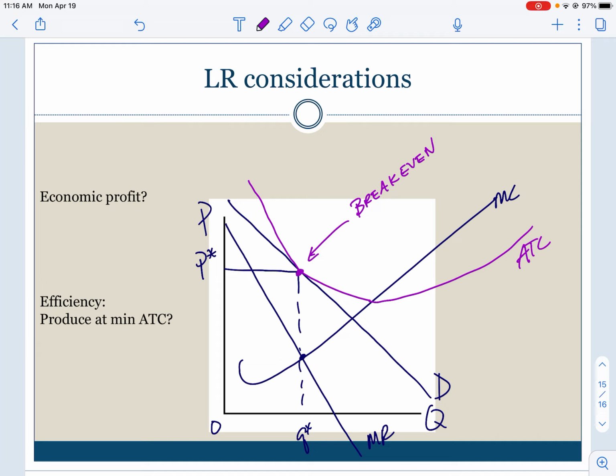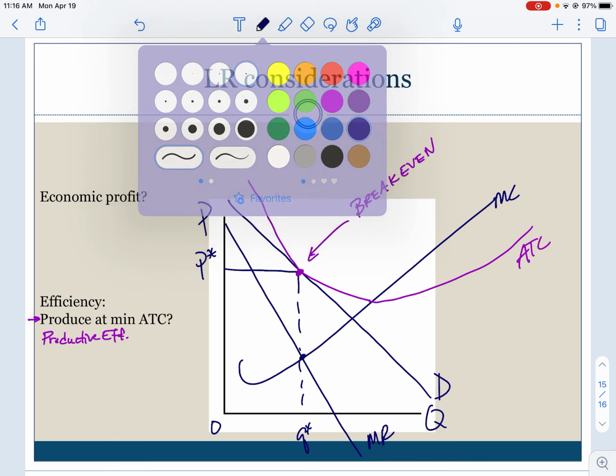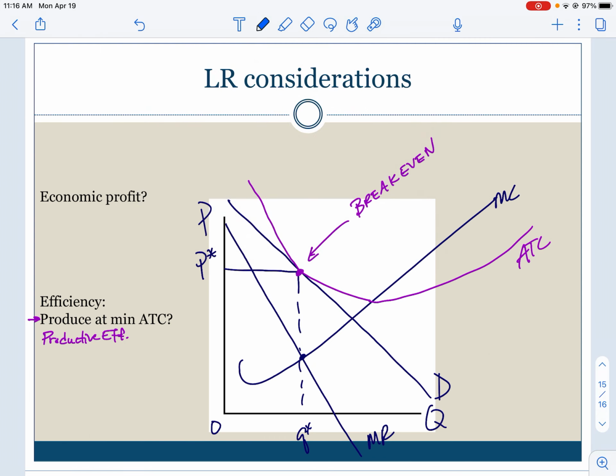And then what about efficiency? Both allocative and productive, right? So produce at minimum of average total cost, right? That's productive efficiency. Do we do that? Well, no, right? Because let's use a different color. We use the blue here. Here's the minimum of average total cost. This would be the Q star that minimizes your cost per unit of production. So nope, there's no productive efficiency.